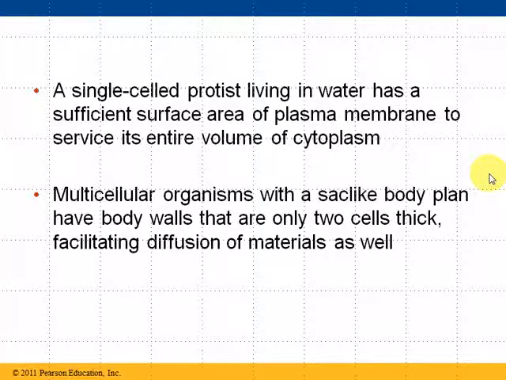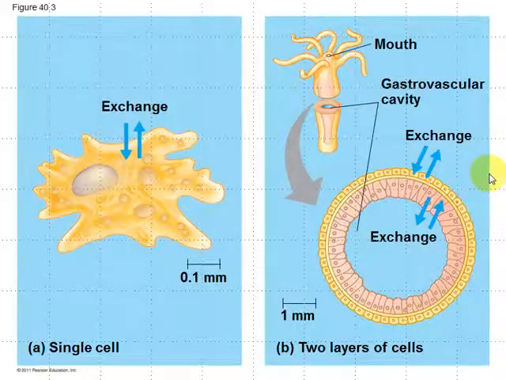Multicellular organisms, particularly if they are the simple kind, also don't have too much of a problem because they tend to have a sac-like body plan where they only have basically two layers, an inner layer and an outer layer, and an opening that goes into the inside. So again, you tend to have a lot of surface area, and it's pretty easy to diffuse material in and out. So if you're a single-celled amoeba, well, obviously you have a lot of exchange surface area to bring materials in and out, no problem.